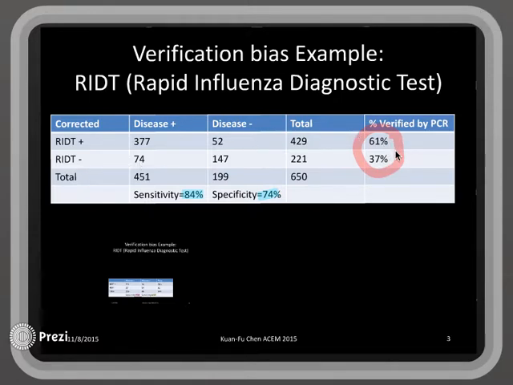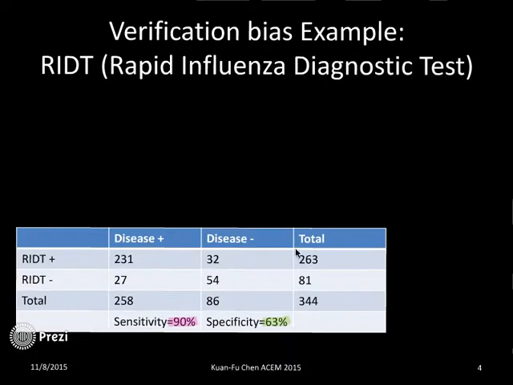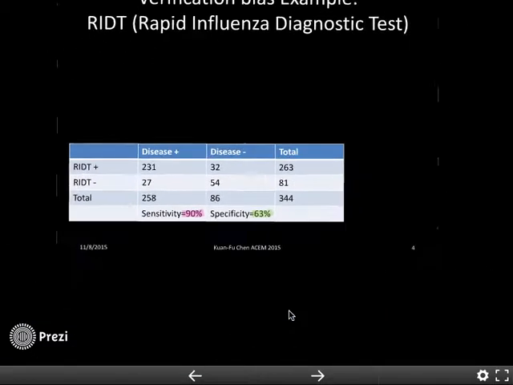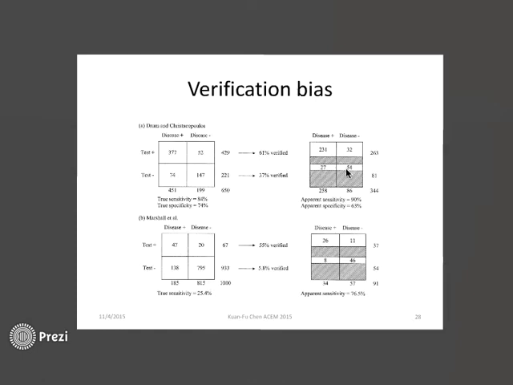So let's use this hypothetical number, and you can see in the following slide, the total test positive patients decrease for the rapid influenza diagnostic test, and the sensitivity is falsely increased, and the specificity is falsely decreased. Use another diagram, for example. The shadow is the one who's not verified by maybe the clinician, maybe the researcher. So as you can see, it's always not verified differentially for those tested negative by the index test. So that's the reason the verification bias will falsely increase the sensitivity in most studies.